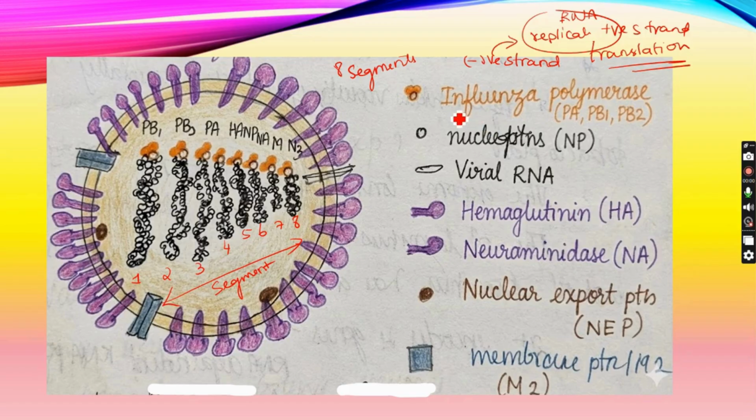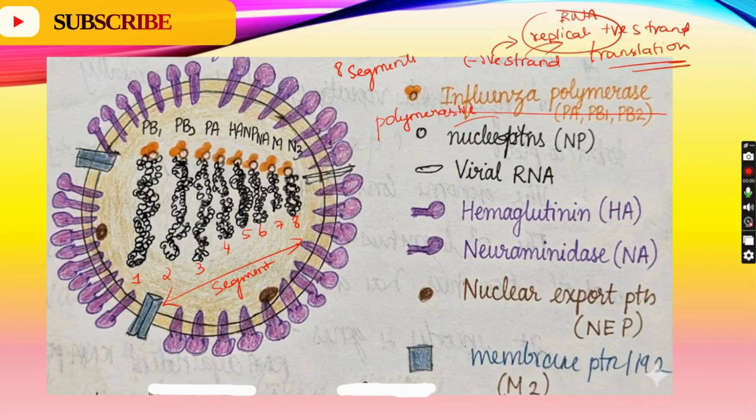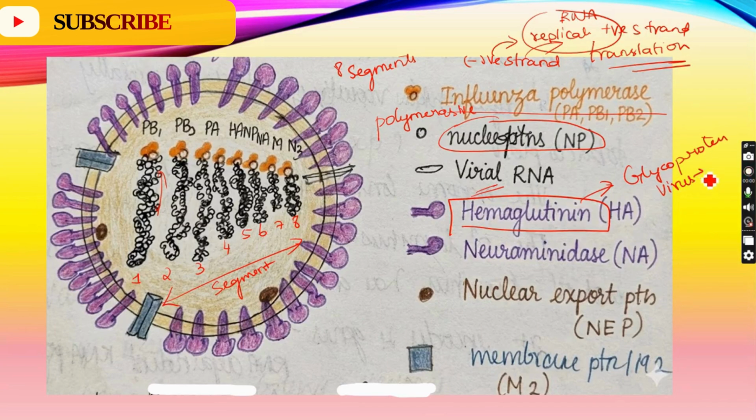Influenza polymerase is an enzyme involved in the polymerization action of RNA. After the polymerase action, translation is carried out from the newly formed RNA segment. A nucleoprotein is going to carry out the nuclear export of the viral RNA. Then hemagglutinin is a glycoprotein which is involved in the entry of the virus into the host.